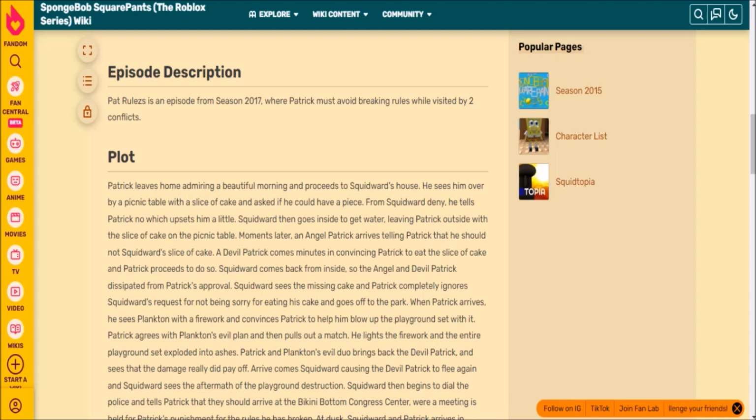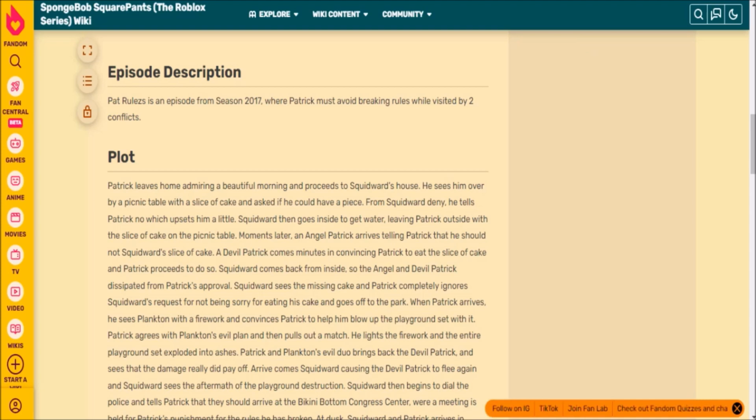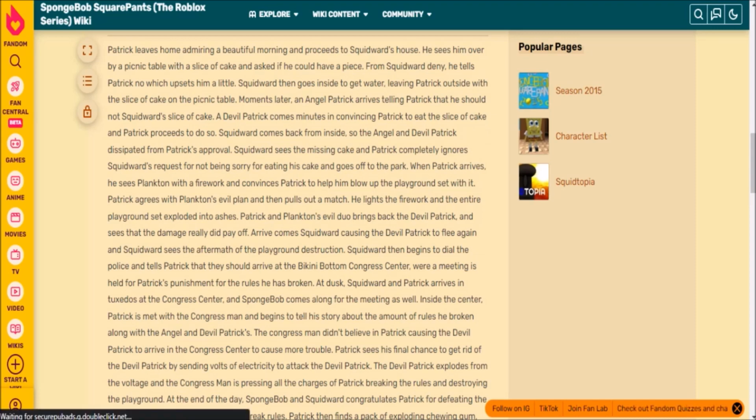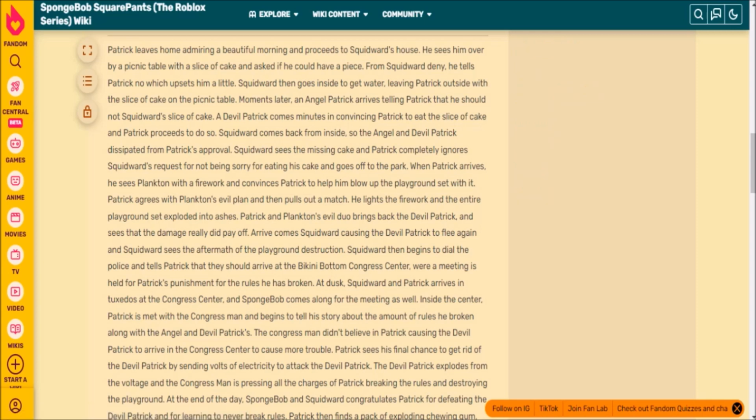Moments later, an angel Patrick arrives, telling Patrick that he should not eat Squidward's slice of cake. A devil Patrick comes in minutes later, convincing Patrick to eat the slice of cake, and Patrick proceeds to do so. Squidward comes back from inside, so the devil and angel Patrick dissipate from Patrick's approval.